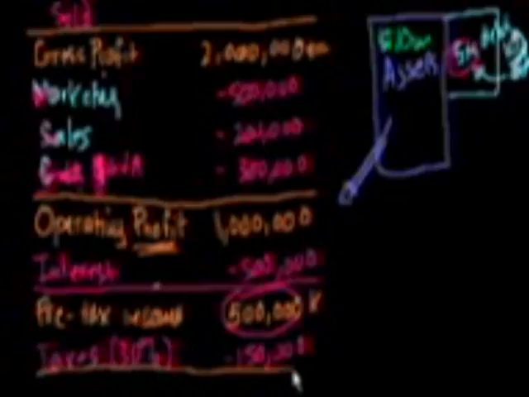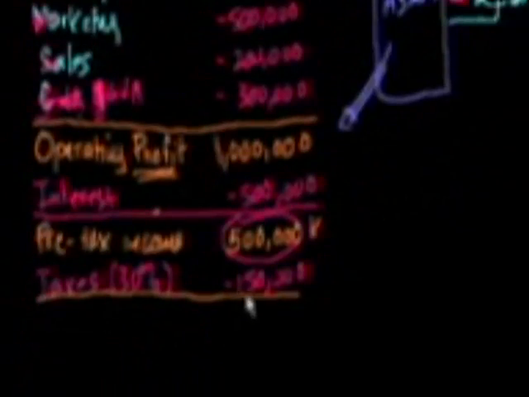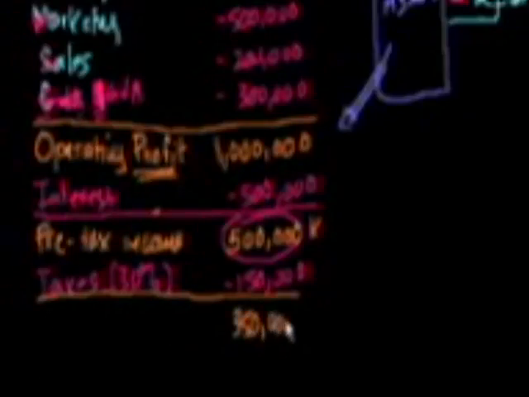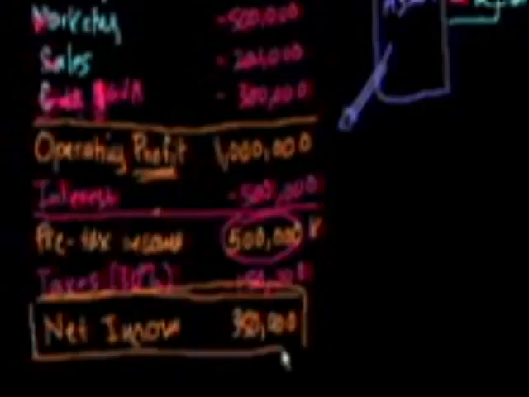And then we are done. We finally have paid off everybody we need to pay off. So we started off with $3 million up here. We kept paying a bunch of expenses. And now we're left with $350,000 of net income. And this is what goes to the owners of the company. This net income right here.